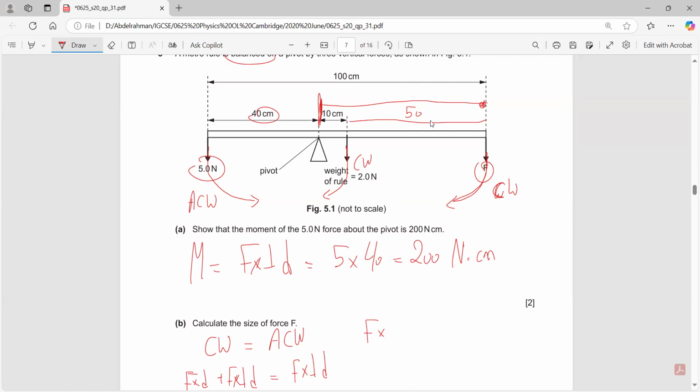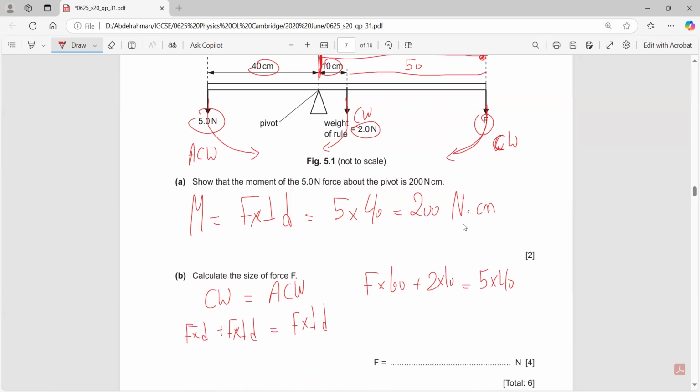So F times 60 is the first clockwise moment, plus the second clockwise moment, which is 2 times 10, equals what we calculated, 5 times 40, which is 200. F times 60 plus 20 equals 200. If someone decides to add 60 and 20 and say F times 20, I honestly have no words for you.